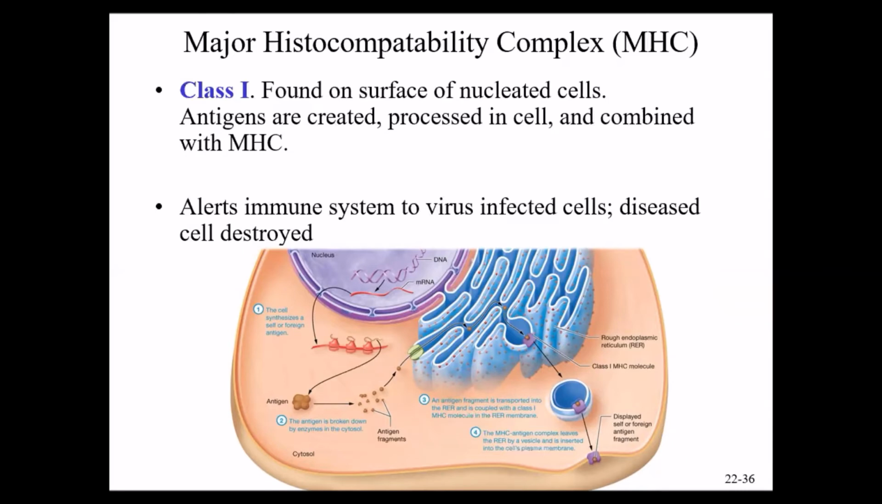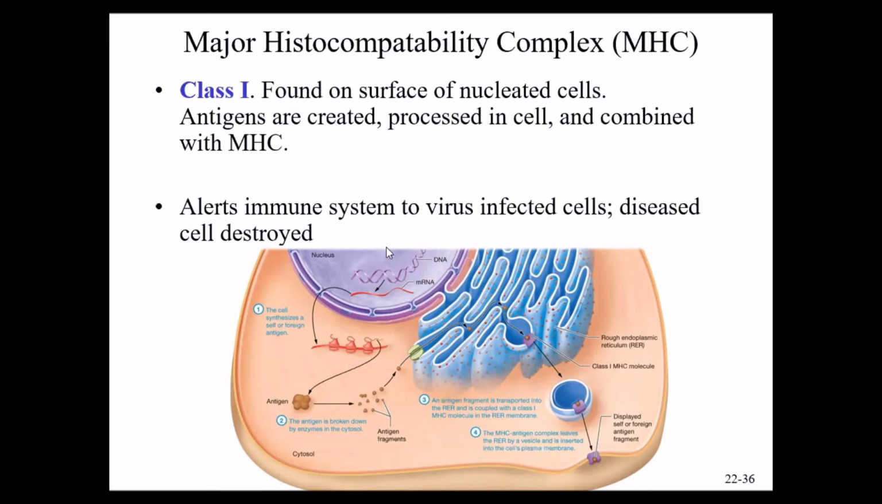It's found on pretty much all of your nucleated cells, the cells that have a nucleus. There are not that many cells that don't have a nucleus. Your outer epidermal skin cells are dead cells, so it's not really there. Your red blood cells, once they're mature, don't have a nucleus. So most of your cells are going to have a nucleus, and that's where you're going to find the class I type receptor.